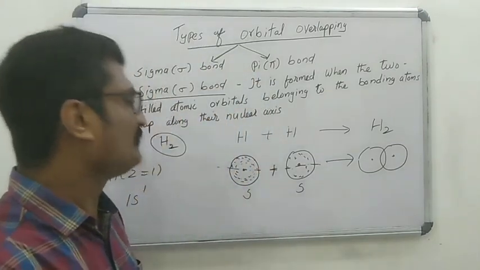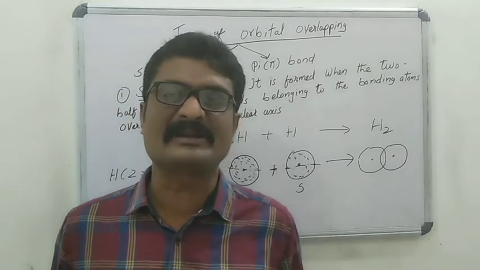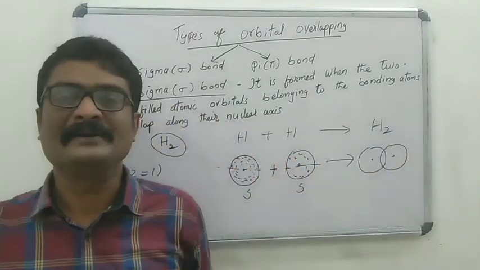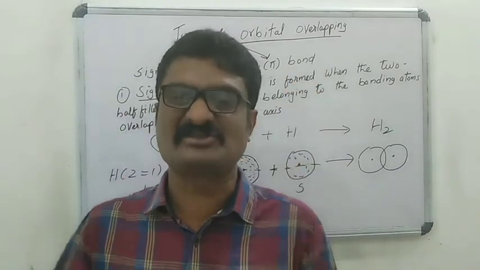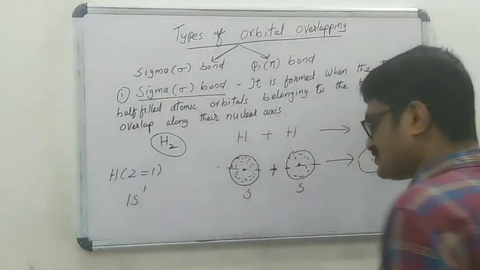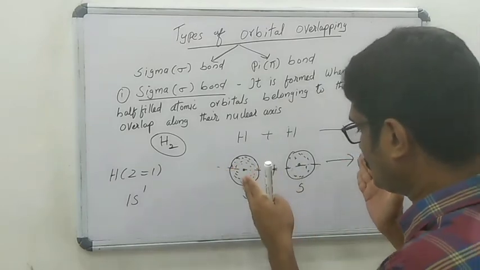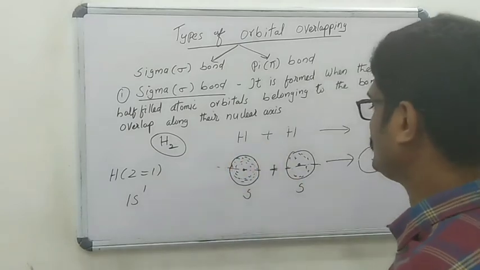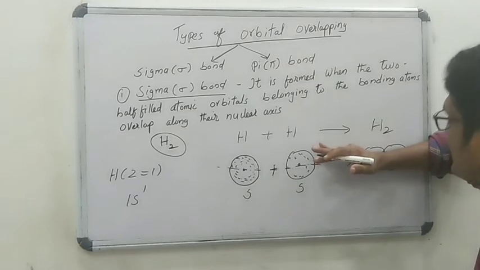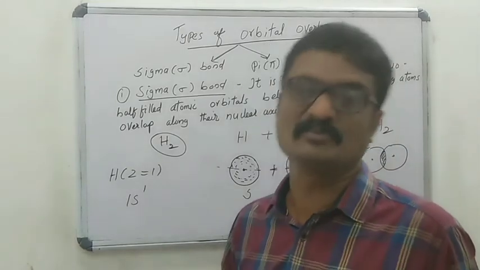Then what is meant by sigma bond? A sigma bond is formed when two half-filled atomic orbitals belonging to the bonding atoms overlap along the internuclear axis. This type of covalent bond is called a sigma covalent bond. So in the case of H2, the two half-filled s orbitals of the two hydrogen atoms overlap, these two electron clouds along the internuclear axis, and here an H-H sigma covalent bond is formed.